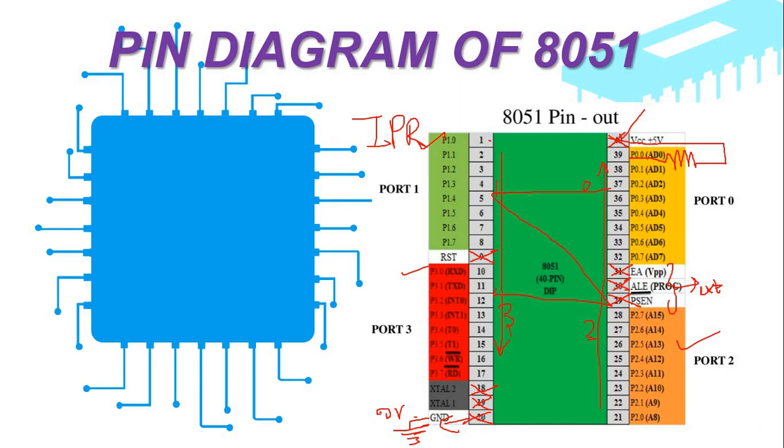If I want to pull down, I can connect it with ground point. If I want to pull up, I can connect it with plus 5 voltage. Okay. Next, what is the function of this reset pin? For 2 machine cycles, this pin should be reset. Okay. For every 1 microsecond, this microcontroller will reset. Okay. For at least 2 machine cycles, this will be in a high state.